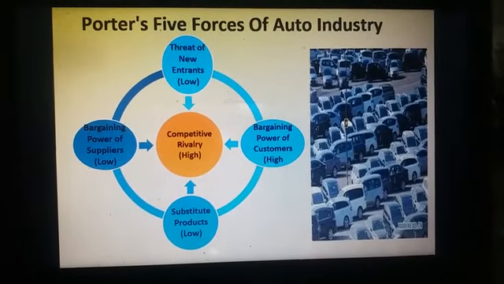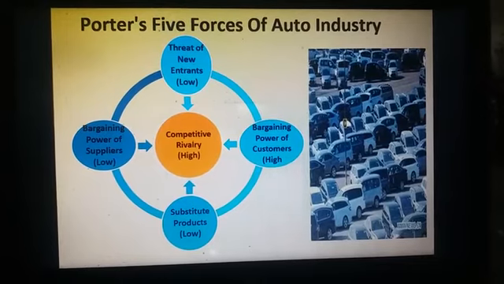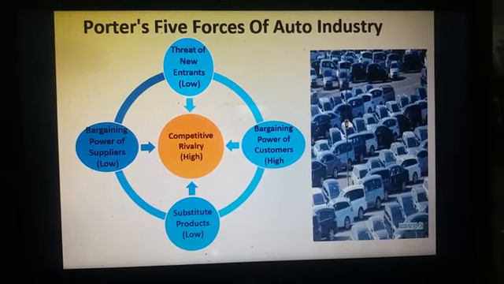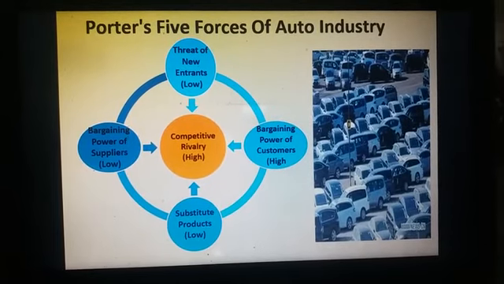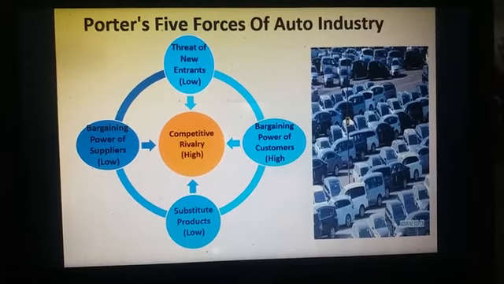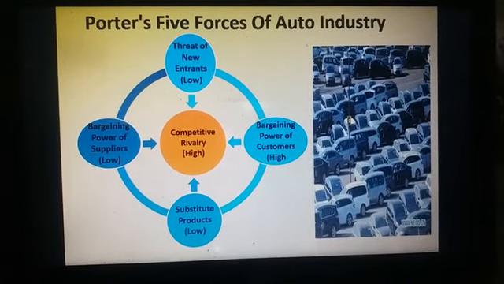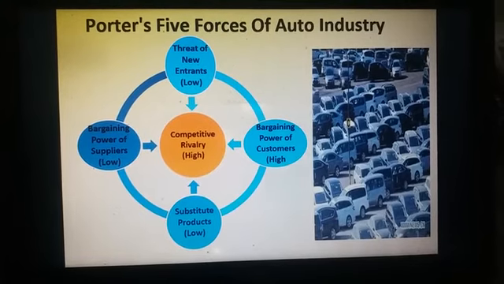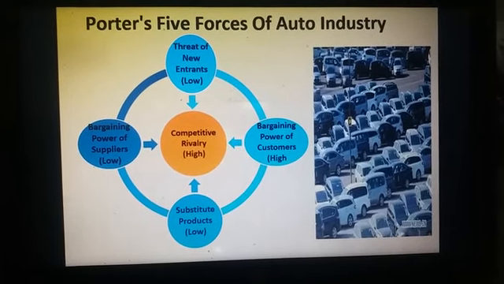Porter's five forces model. This is what we discuss today, students. Porter's five forces model of an automobile industry, starting with its competitive rivalry. Rivalry means your enmity. Enmity means dushmani. There are a lot of players, so obviously you become rivals. You become enemies of one another, no matter how good a player you are in the industry.